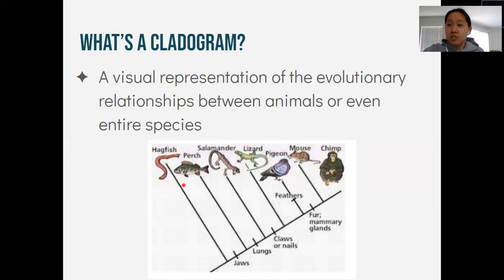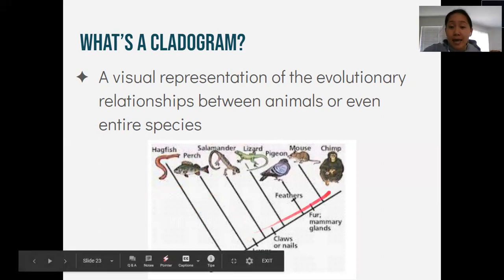After we have the jaw, which is the thing that opens and closes your mouth, that characteristic now is applied to everything on this cladogram after its appearance. So jaws appears down here. So everything to the right side of it has jaws.